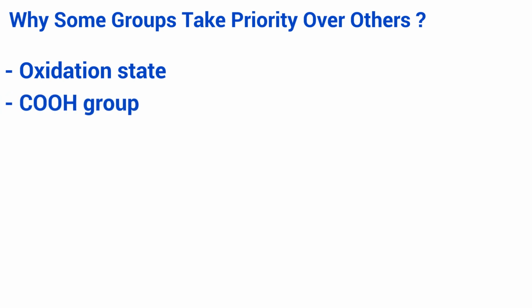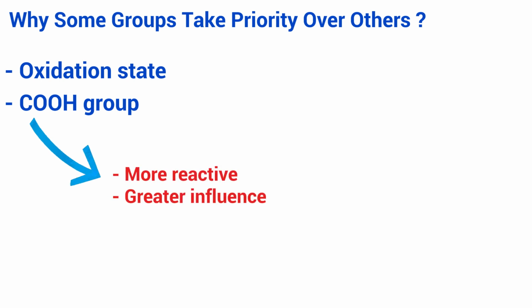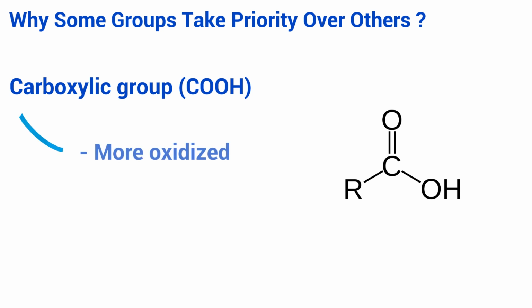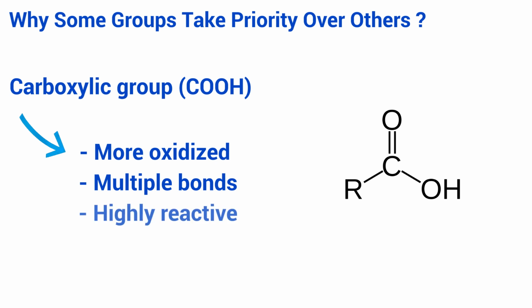Why do some groups take priority over others? The main reason is the oxidation state. Functional groups with higher oxidation states, like carboxylic acids, are generally given higher priority. This is because they are more reactive and have a greater influence on the chemical properties of the molecule. For example, carboxylic acids are more oxidized than alcohols or amines. They have multiple bonds to electronegative atoms, making them highly reactive and, therefore, influential in chemical reactions.